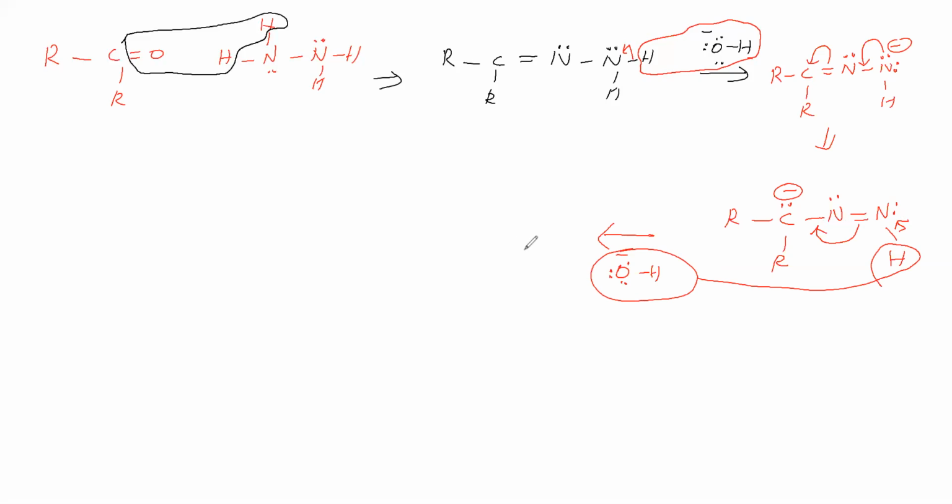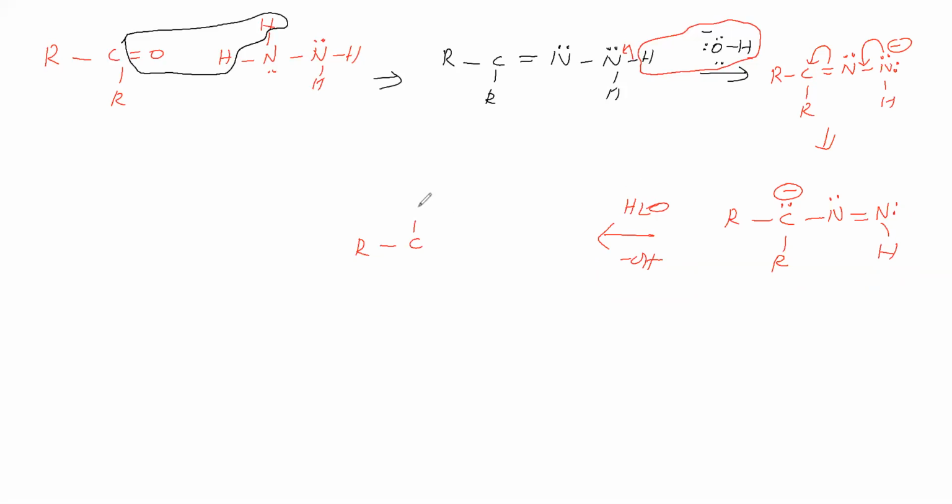Here, H plus abstraction will be there first. Before going to this step, we will complete the C minus case. Now here H will be there. This C minus takes H plus from water. Water becomes OH minus. Therefore, RCH double bond NH, like this we will write. That step we have written: the C minus takes H plus from water.